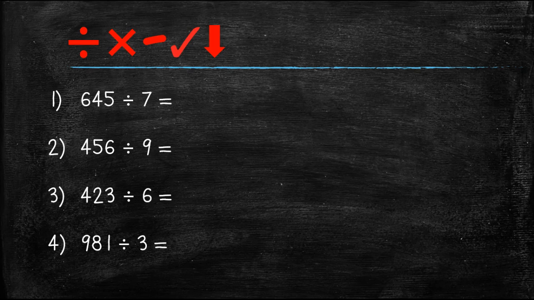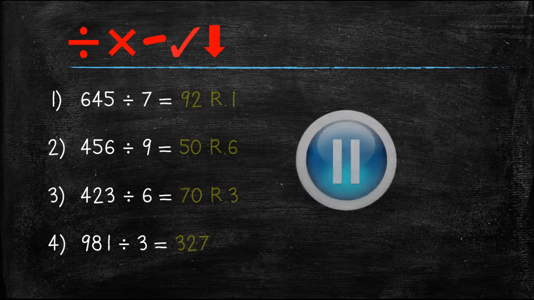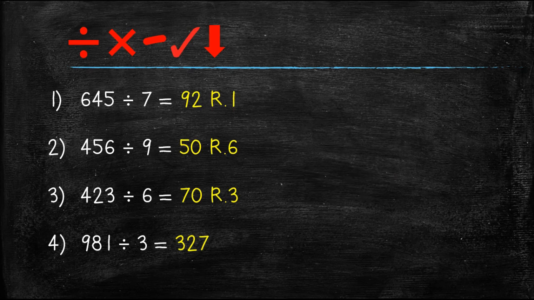Okay, we're coming back in 5, 4, 3, 2, 1. Here are the answers to all of your practice problems. Number 1, the answer is 92, remainder 1. Number 2, the answer is 50 with a remainder of 6. Number 3, the answer is 70 with a remainder of 3. And number 4, the answer is 327.